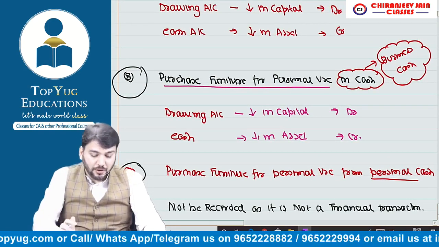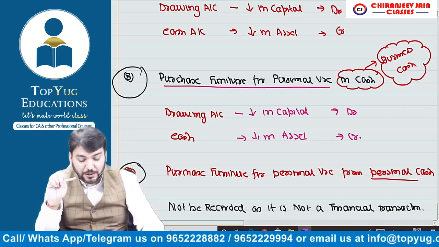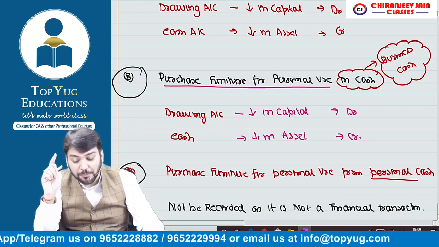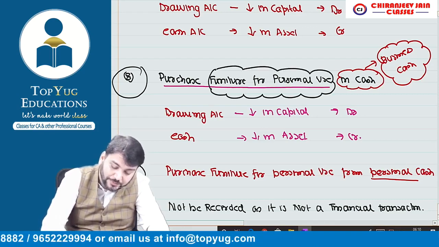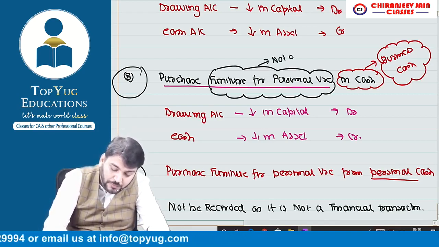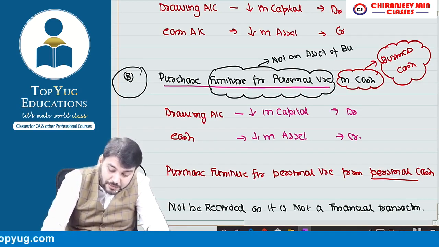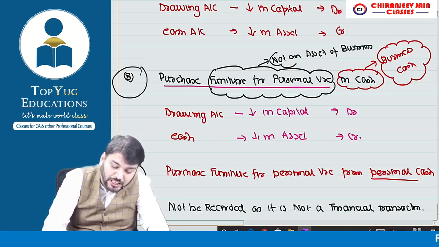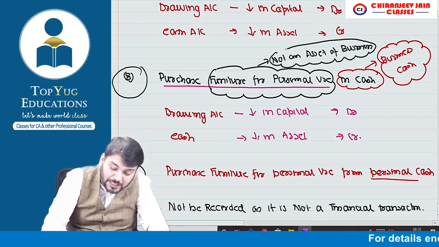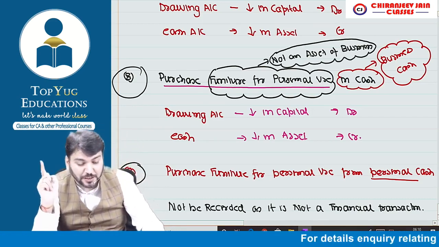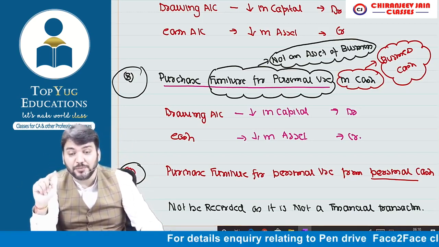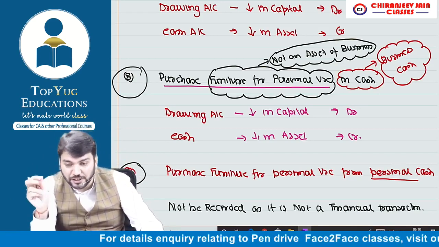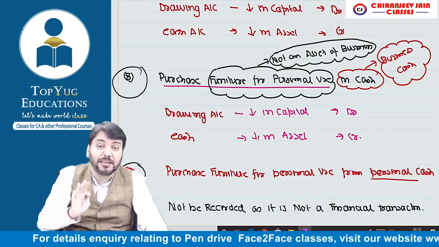Now once again I am explaining point number 8. Just try to understand. Purchase furniture for personal use. So when I am saying purchase furniture for personal use, can I say it is not an asset of business? So if it is not an asset of business, it will not be recorded in business book. Are you able to understand? If it is not recorded in business book, therefore we will not open furniture account.